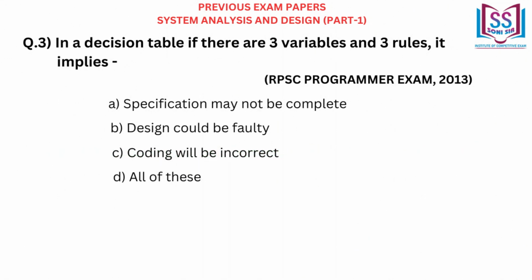In a decision table, if there are 3 variables and 3 rules, it implies A. Specification may not be complete. B. Design could be faulty. C. Coding will be incorrect. D. All of these. Correct answer A. Specification may not be complete.